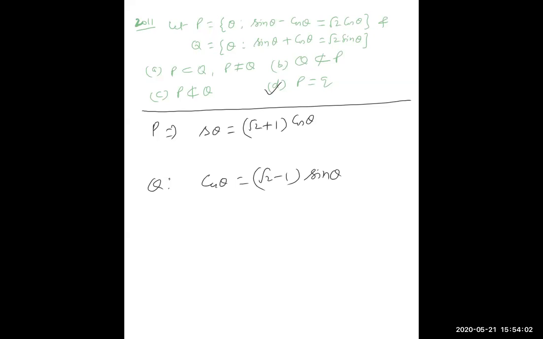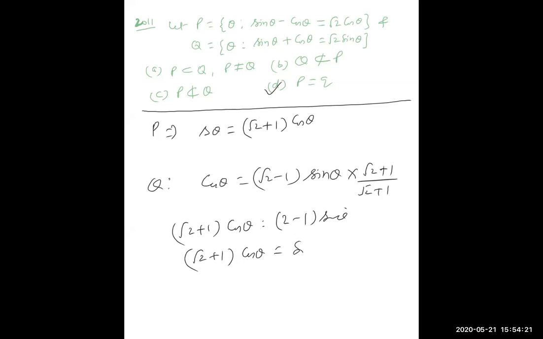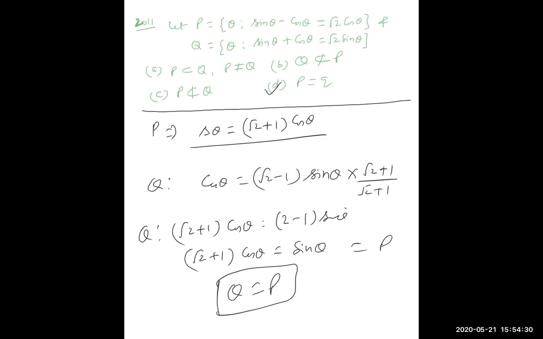I just have to show they are equal. So multiply by under root 2 minus 1, under root 2 plus 1. So this will be under root 2 plus 1 cos theta is equal to 2 minus 1 sine theta. So you can say under root 2 plus 1 cos theta is equal to sine theta. So this Q is also same as P. This is the P. So now you can say Q is equal to P. Both are same thing only. So this is for confusion only. P and Q are basically same thing.